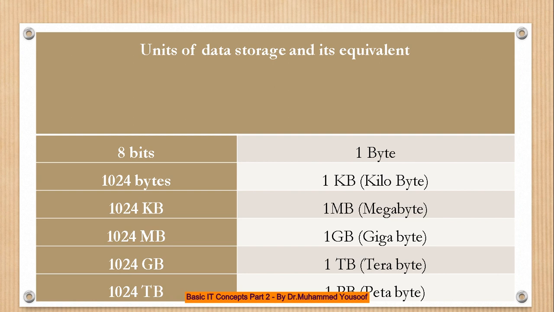Now look at this table. If you have 8 bits, this is equal to 1 byte. 1024 bytes make up 1 kilobyte. 1024 kilobytes make up 1 megabyte. 1024 megabytes make 1 gigabyte. 1024 gigabytes make 1 terabyte. 1024 terabytes make 1 petabyte. Please remember these things. When you go to the shop to buy a hard disk, you say, give me a 1 TB hard disk, give me a 2 GB hard disk, give me a 50 GB hard disk, something like this. So that means this is the amount of information that can be stored.